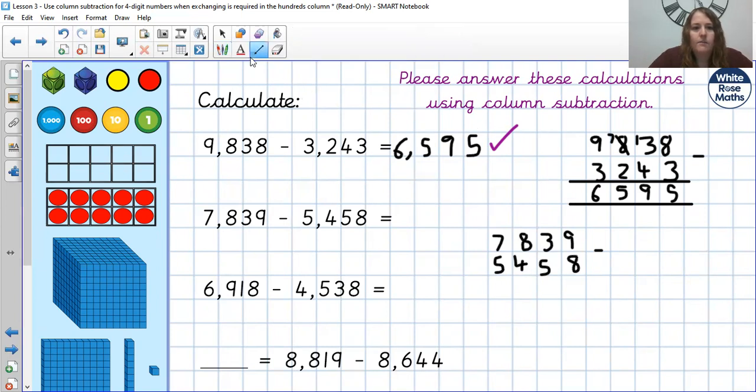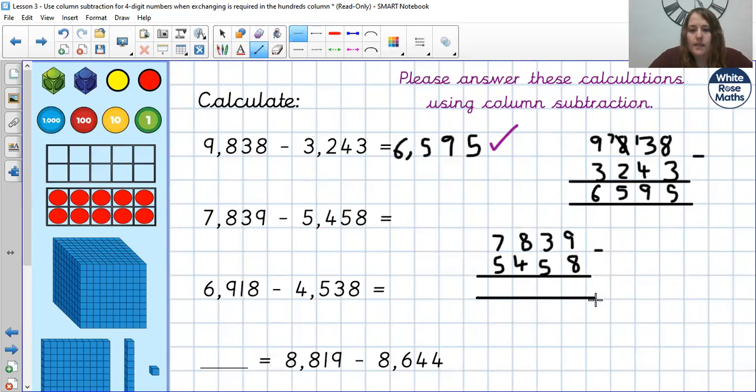Again, making sure I'm lining those up correctly in each of the columns, and then I pop my equals lines in. Okay, 9 take away 8 is 1. 3 take away 5, I cannot do that. So I'm going to be exchanging, crossing out my 8, leaving a 7, and popping my 1 in my tens column. Now 13 take away 5, 5, 6, 7, 8, 9, 10, 11, 12, 13 leaves me with 8. 7 take away 4 is 3, and 7 take away 5 is 2.